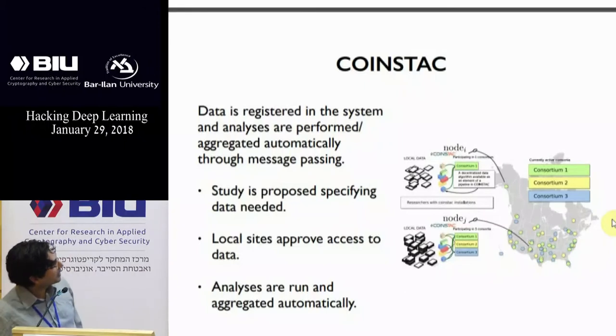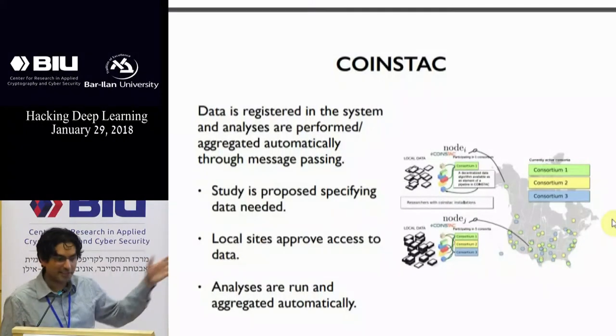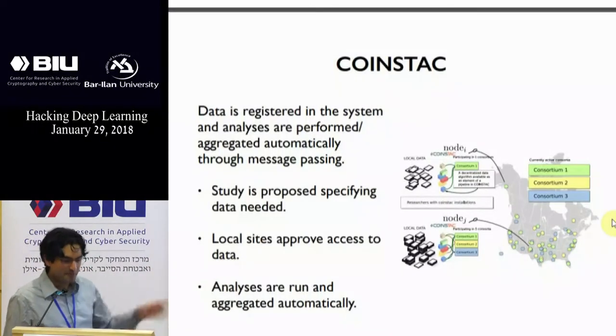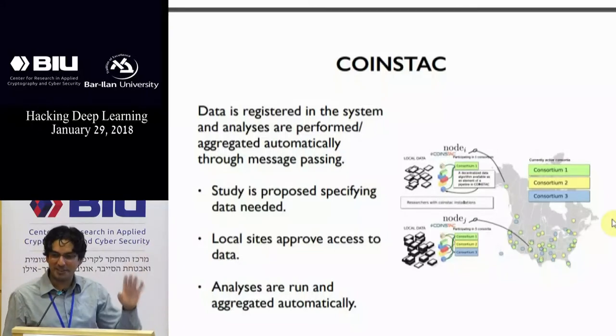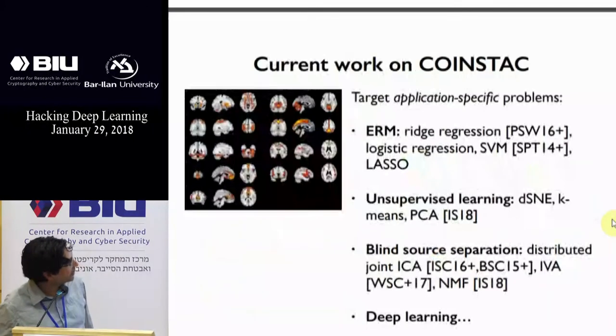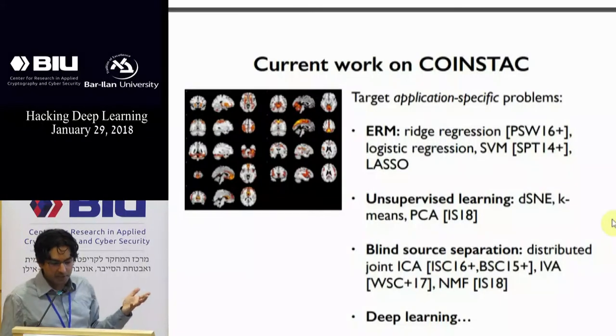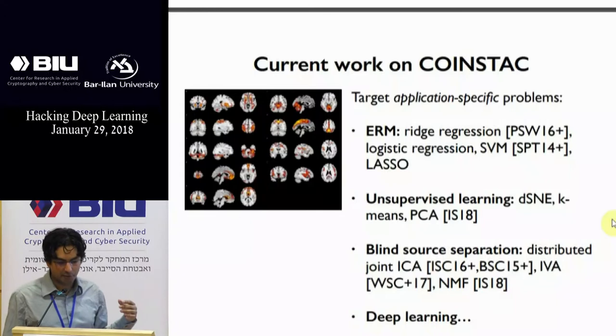So how does the system work? It's the same as the Excel thing, except we don't use Excel. We pass around JSON files, and not through email. We have a prototype right now, and it seems to be working okay. But the thing is, we have to build methods for things that people have not looked at in differentially private learning before.